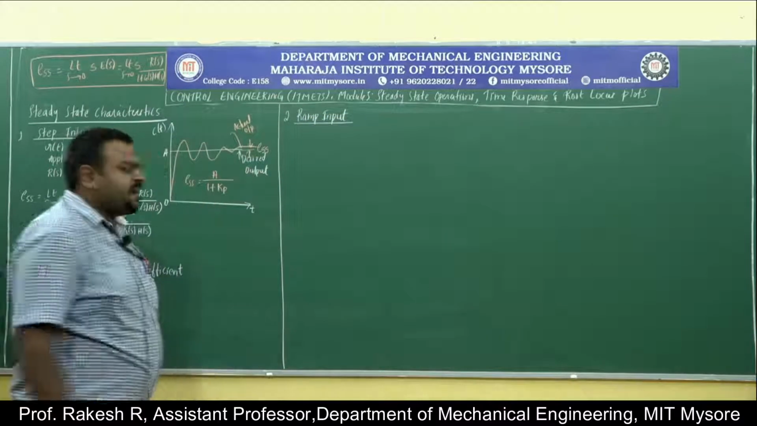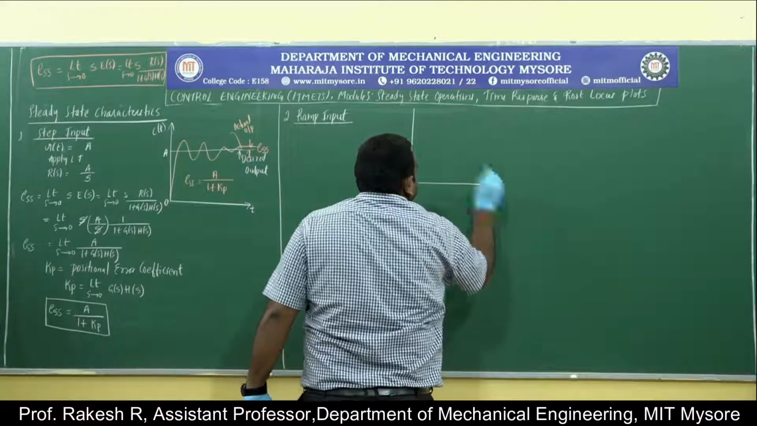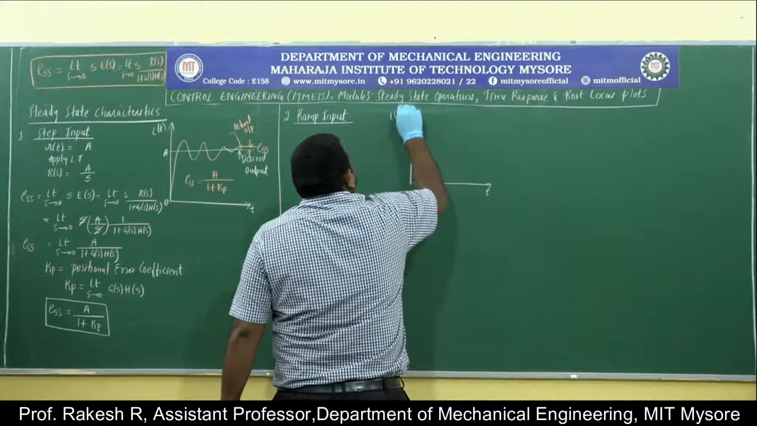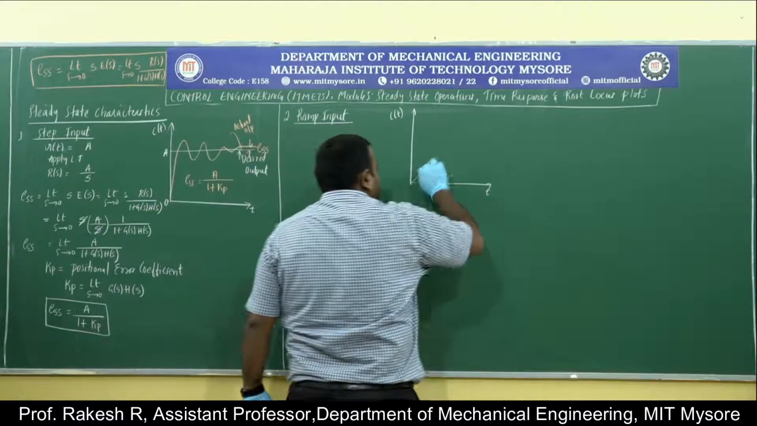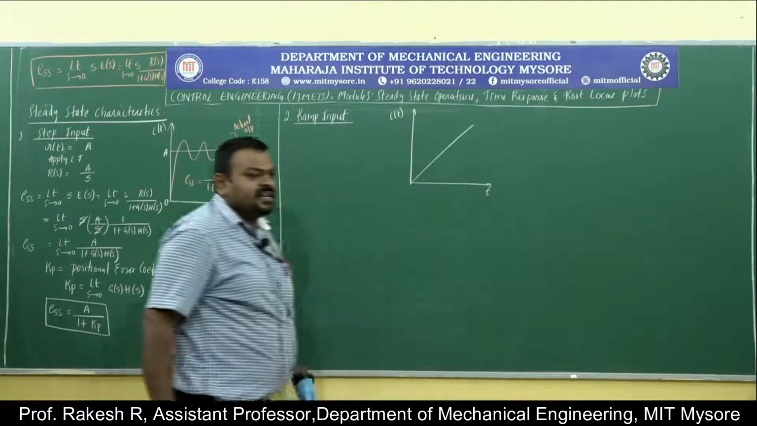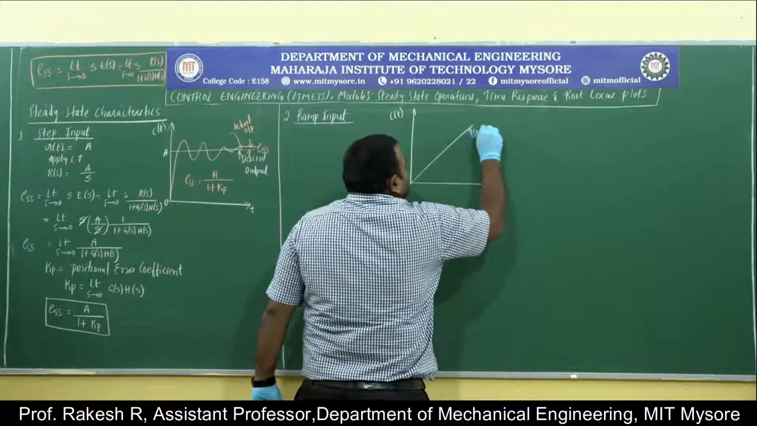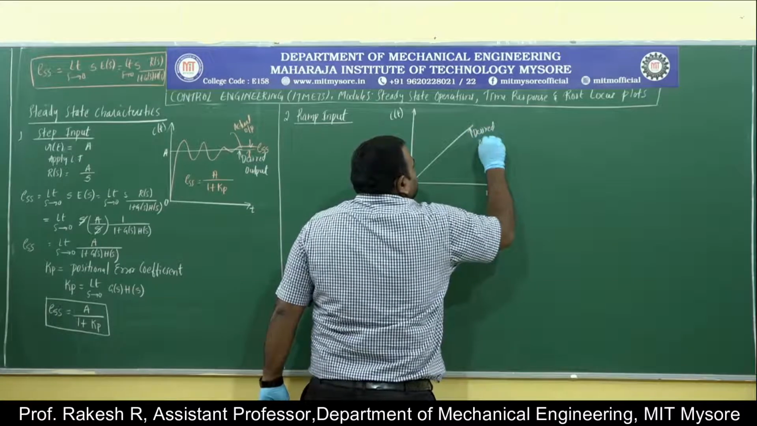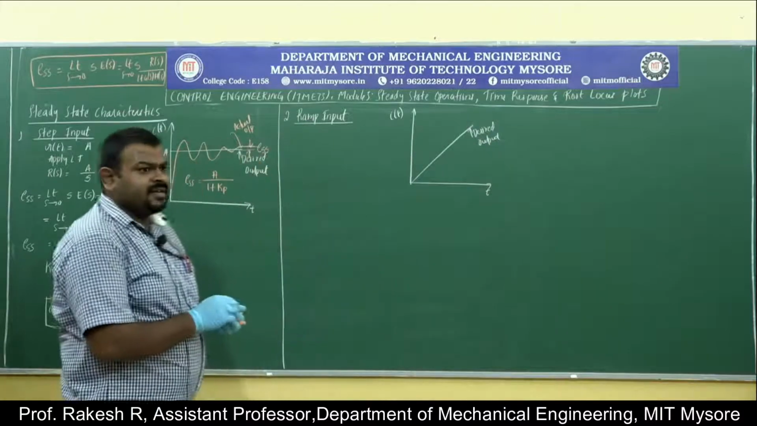The same thing, graph, we will be recalling it. Ramp input. This is T, this is C of T. And what is the variation? The variation is just like a ramp, it is varying linearly. This is the desired output. And this is C of T versus T.